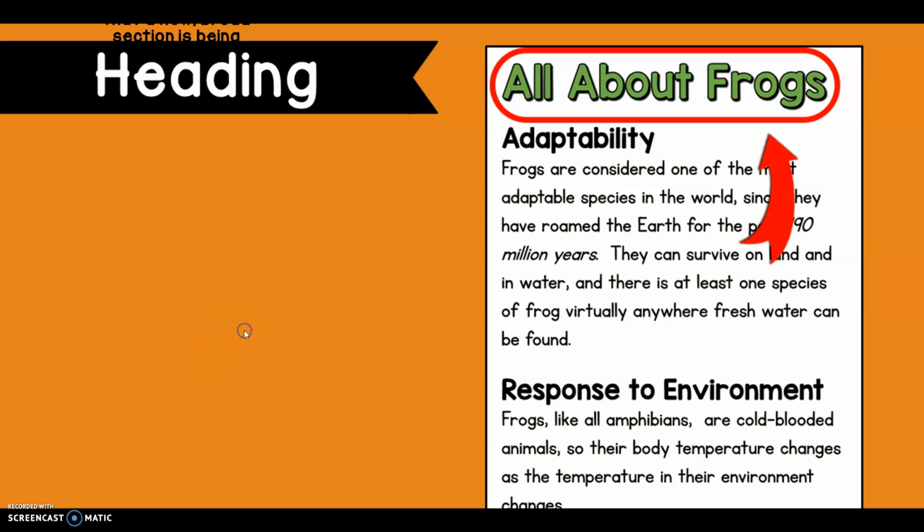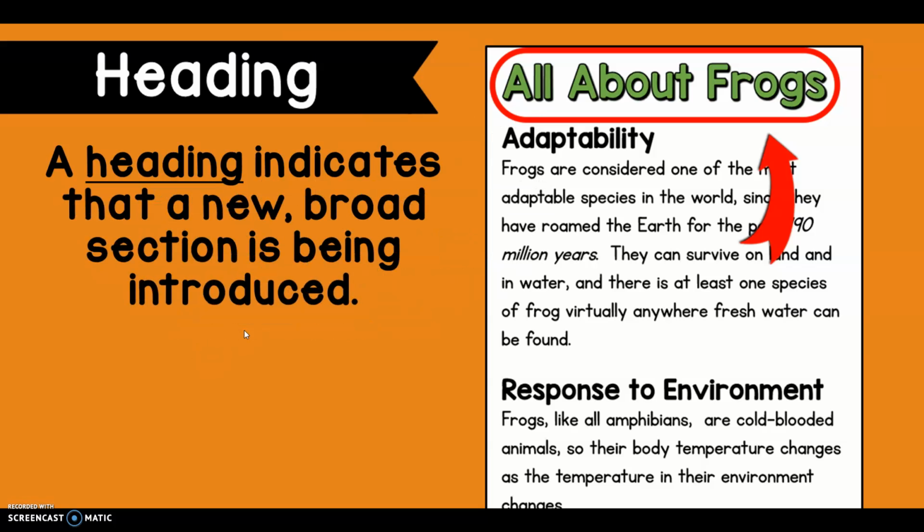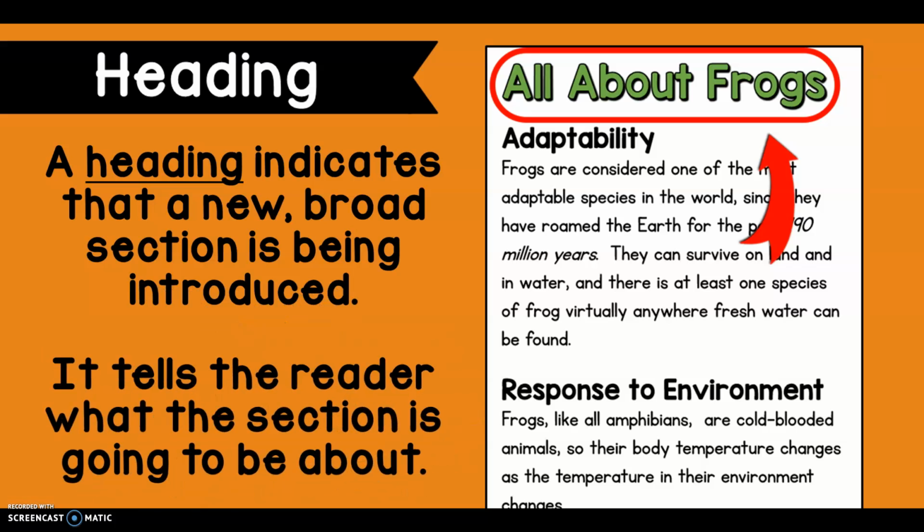So the next series of text features are found within the text itself, within the body of the text. You have first your heading. Heading indicates that a new or broad section is being introduced. It tells the reader what that section is going to be about.